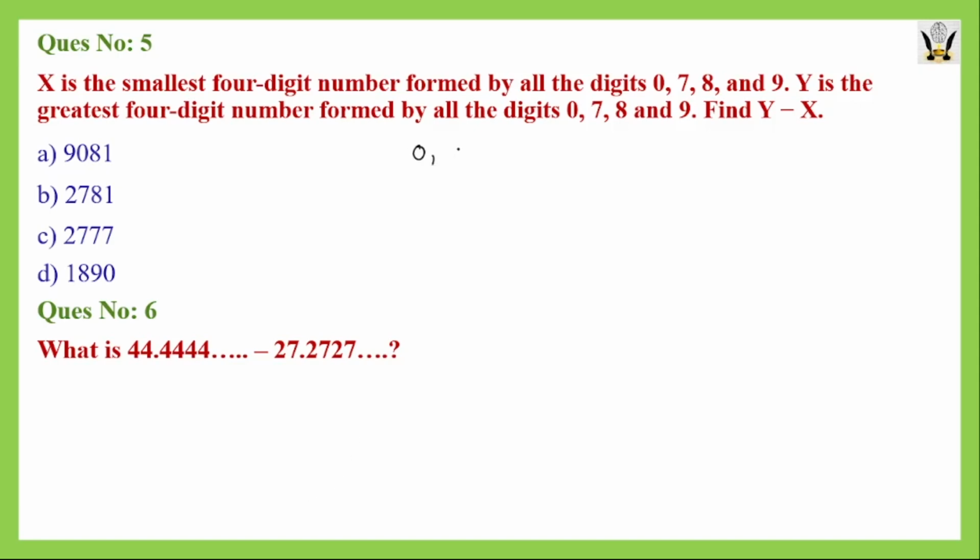Now 0, 7, 8, 9. In ascending order, first we have to arrange all these digits. So 0, 7, 8, 9. So this will be the smallest number. But at the same time, this has to be a 4-digit number.